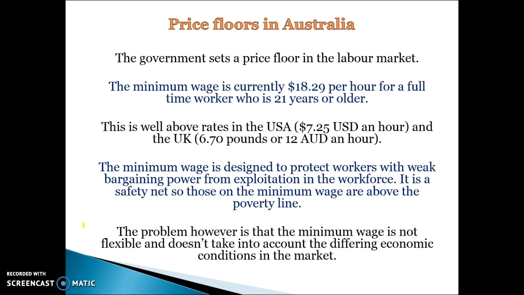The minimum wage is designed to protect workers with weak bargaining power. So make that really clear in your answers what they do it for. So it's designed to protect those with weak bargaining power from exploitation. It's a safety net to make sure that those on minimum wage are above the poverty line. However, the problem is that the minimum wage does not take into account the labour market conditions and is not very flexible in terms of how strong the labour market is at a particular time.